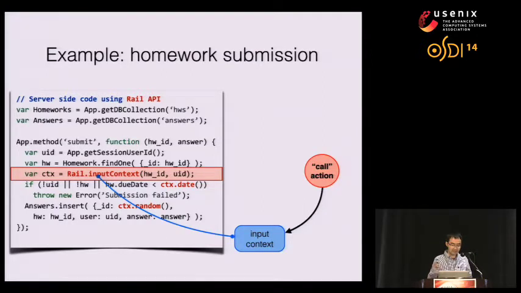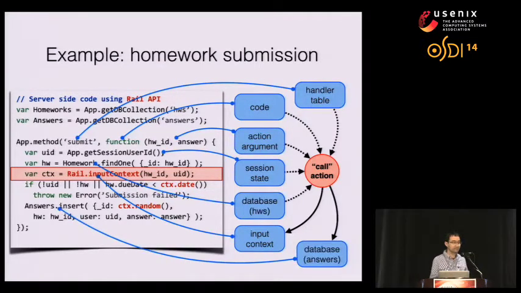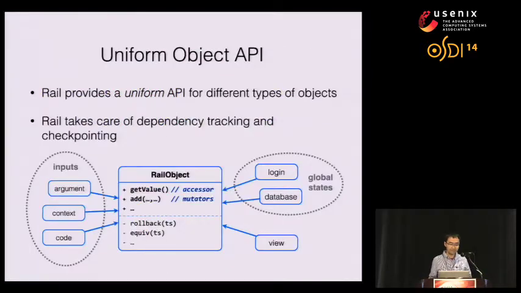However, all other parts of the code which the user didn't change also implicitly access many Rail objects as they run. And Rail will connect them in the action history graph as well. As we can see, there are many different kinds of objects in the action history graph. To simplify object handling, Rail provides a uniform API for all of these objects.